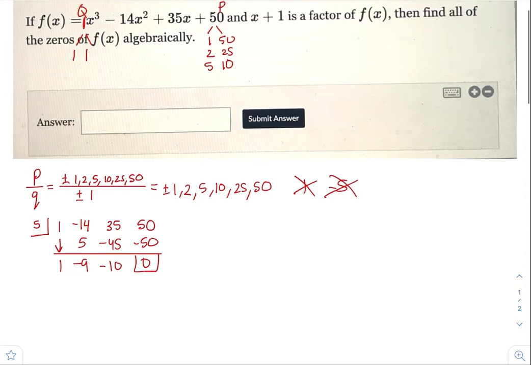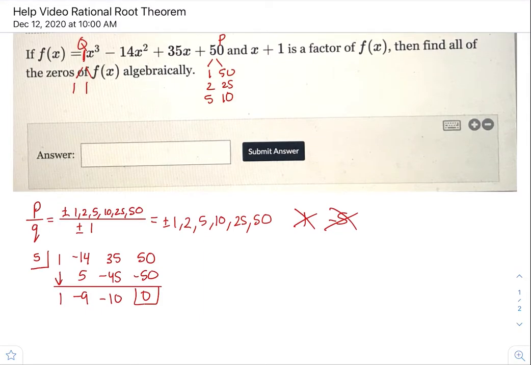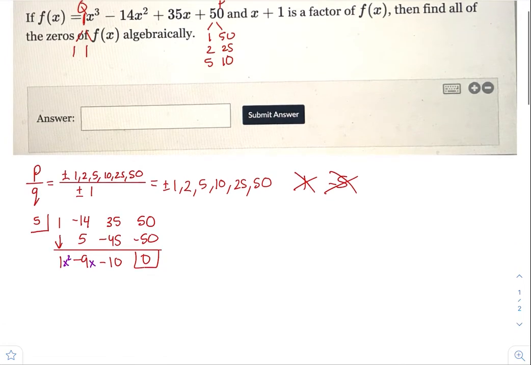So we finally found it. The degree for that coefficient is 1 less than that degree. Since that's x to the third, it's going to be x to the second, and then you continuously go 1 less degree: x to the second, x to the first, and then x to the 0. So we found our polynomial: x to the second minus 9x minus 10 equals 0.